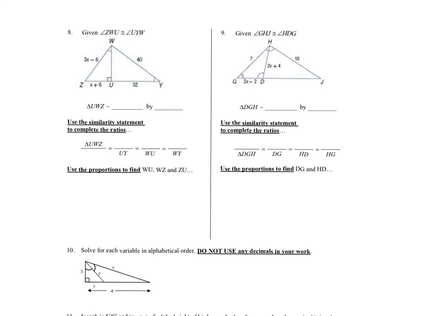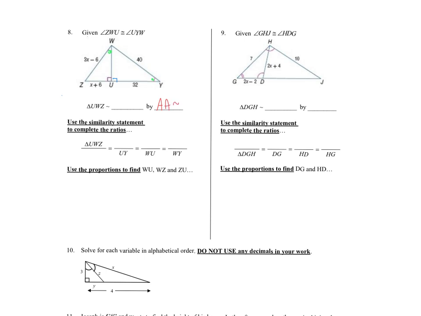All right, so we are finishing chapter 7, commonly missed questions, and this is number 8. In number 8, we see that we have a 90-degree angle here with a 90-degree angle there. We are also told that we have a congruent angle here and a congruent angle here. And so therefore, that is enough information for us to say that this is angle-angle similarity.